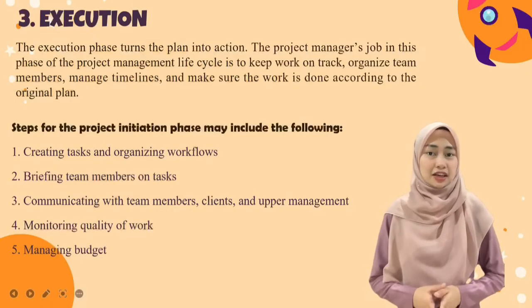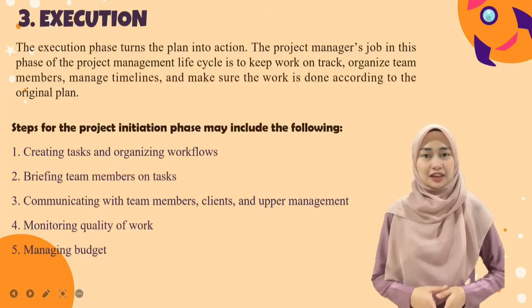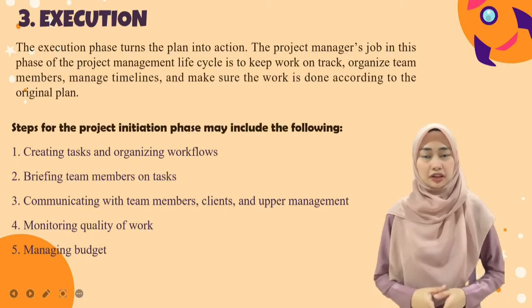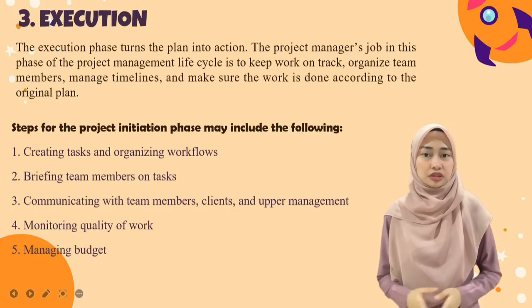Next is execution. The execution phase turns the plan into action. The project manager's job in this phase of the project management life cycle is to keep work on track, organize the members, manage timelines, and make sure the work is done according to the original plan.